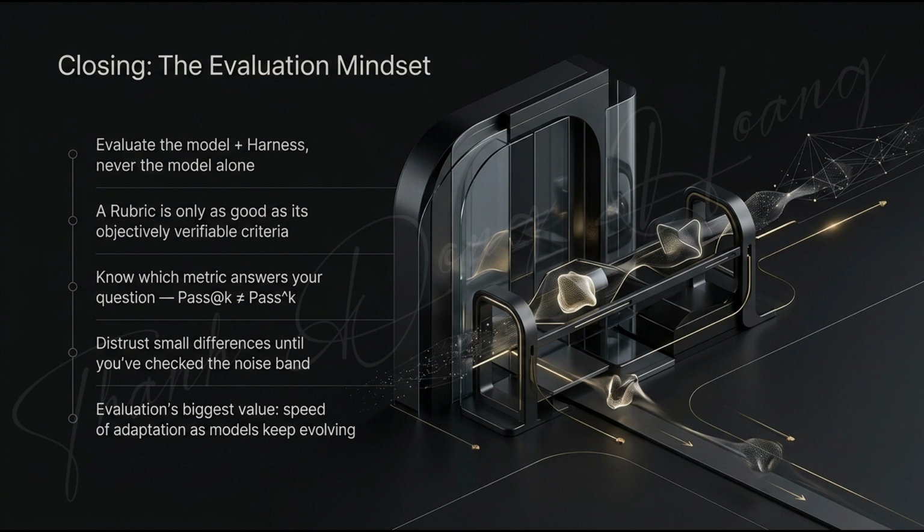Build scoring criteria around checkable behavior, not vague impressions. Match the metric to the actual question being asked. Stay skeptical of small differences until you've checked whether they're bigger than ordinary noise. Teams with this kind of infrastructure make high-stakes decisions in hours, backed by evidence. Everyone else is relying on intuition, in a field moving too fast for intuition alone to keep up.